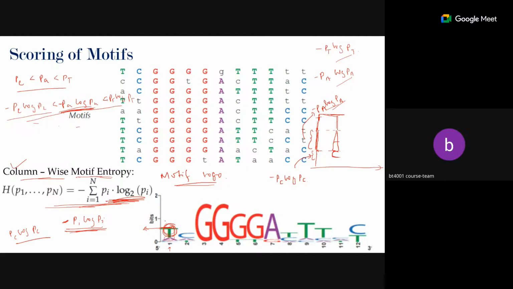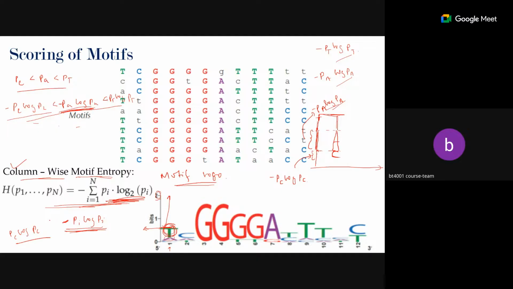Now, if we do these logarithm summations, the maximum value possible for the motif entropy at a particular position is 2. Okay, this particular value 2 minus whatever motif entropy we get is called the information content.